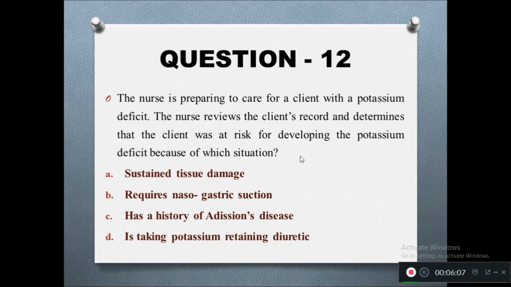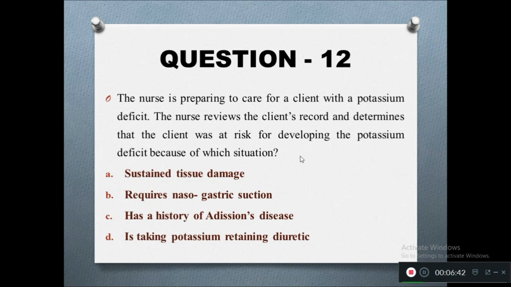Question number 12. The nurse is preparing to care for a client with potassium deficit. The nurse reviews the client record and determines that the client is at risk of developing potassium deficit because of which situation? Option A, sustained tissue damage. Option B, requires nasogastric suction. Option C, classic history of Addison's disease. Option D, taking potassium-retaining diuretics.